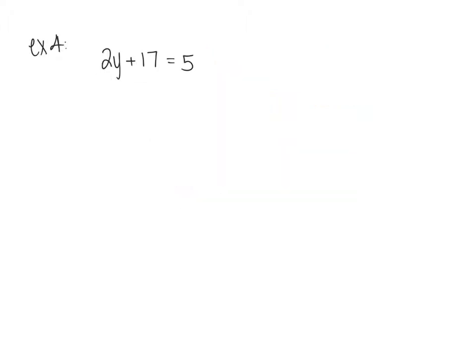All right, very last example. Do addition or subtraction first, and then multiplication and division. So step 1, always look on the side of the equal sign with the variable. I have 2y plus 17. To undo that, I'm going to minus 17, because to undo addition, I do subtraction. So I'll do minus 17 on both sides. Those cancel. 2y equals 5 minus 17, which gives me negative 12.